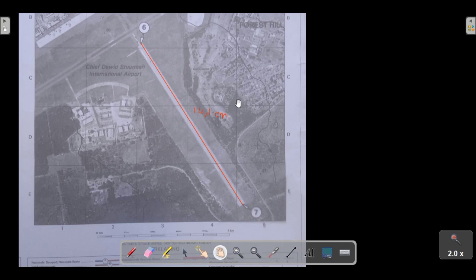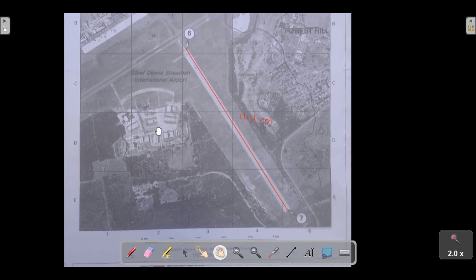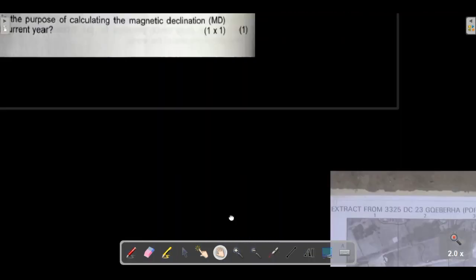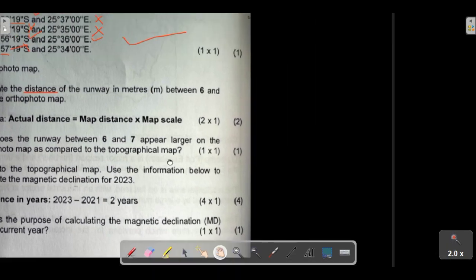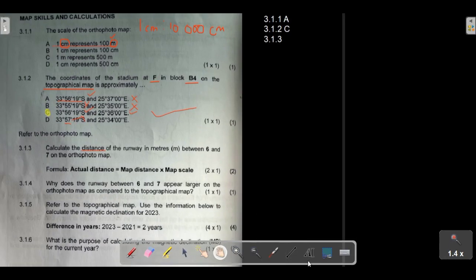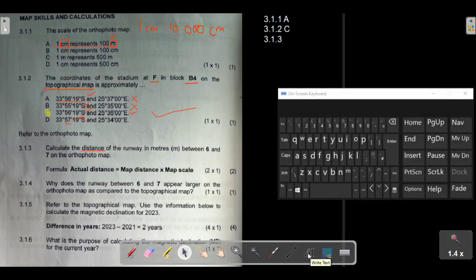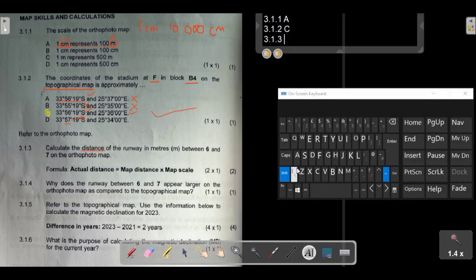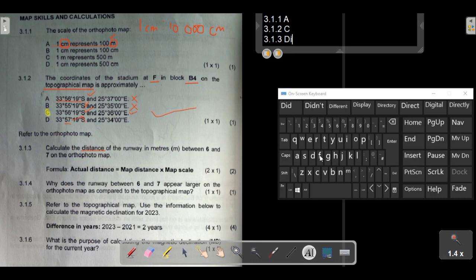So let me know what your measured distance was, but mine is 14.1 centimeters. And so let's use the formula to calculate the actual distance, because this is the measured distance. I'm not going to rewrite the formula, guys. I don't think you do get marks for that.